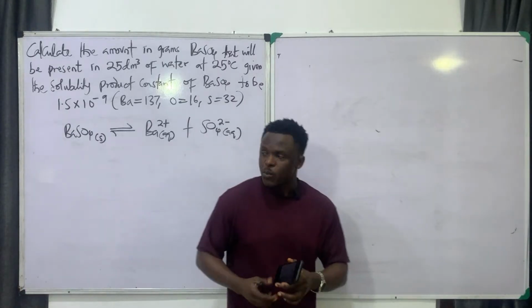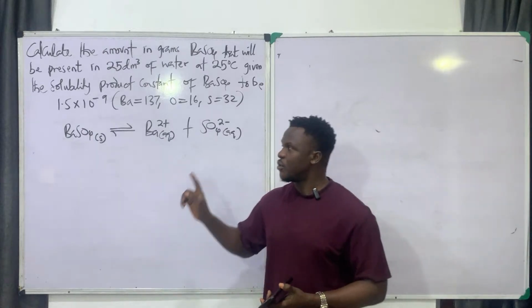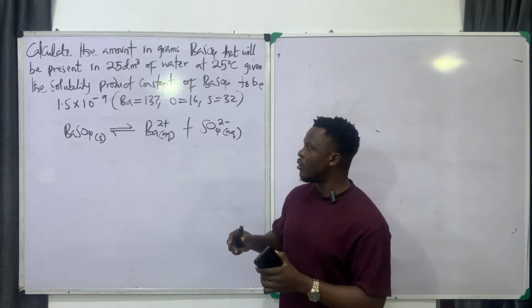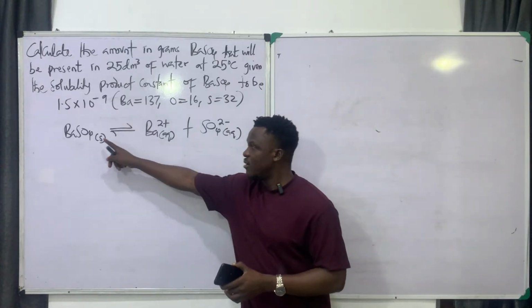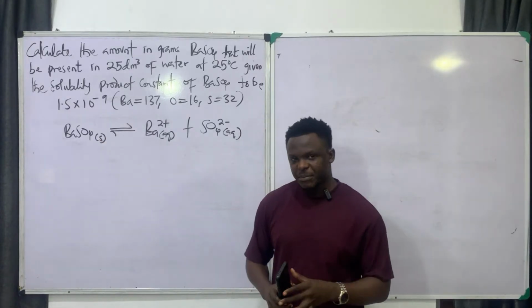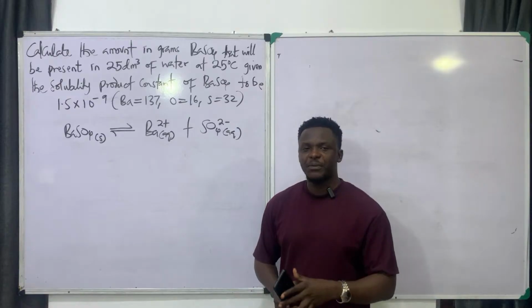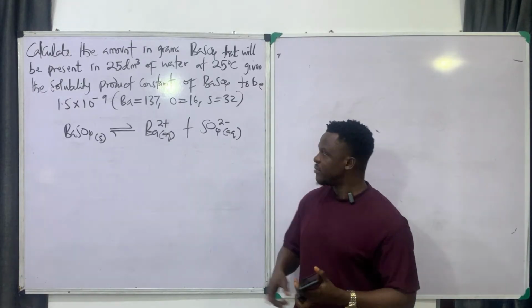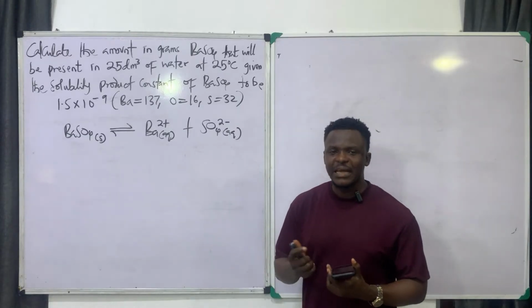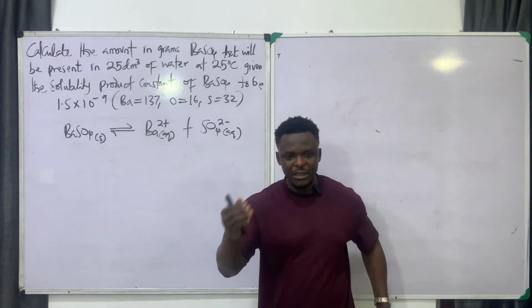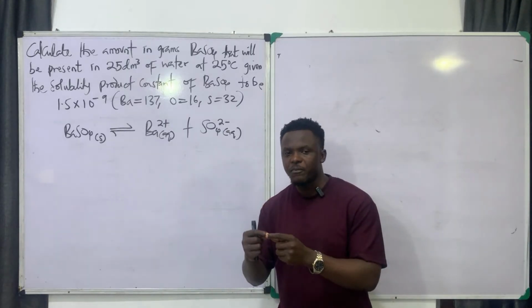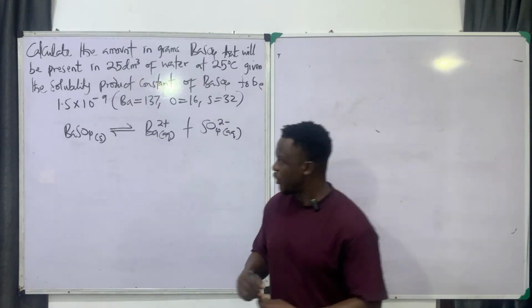Now remember, when I treated this topic in class, there are 2 ways the question can be asked. They can give you the molar solubility and you're asked to solve for the KSP, or they will give you the KSP and you're asked to solve for the molar solubility. This time around, they've given us KSP, so we need to solve for molar solubility. After getting the molar solubility, we can further solve for the mass. So this is what we're going to do.